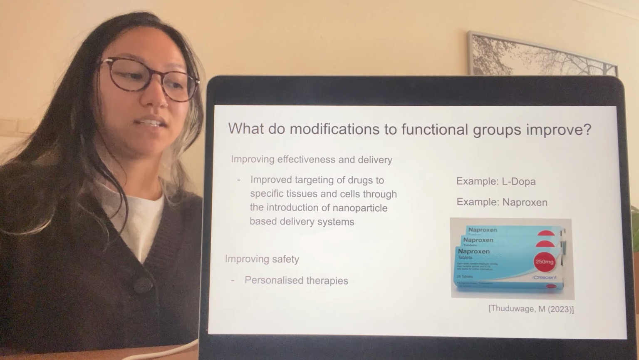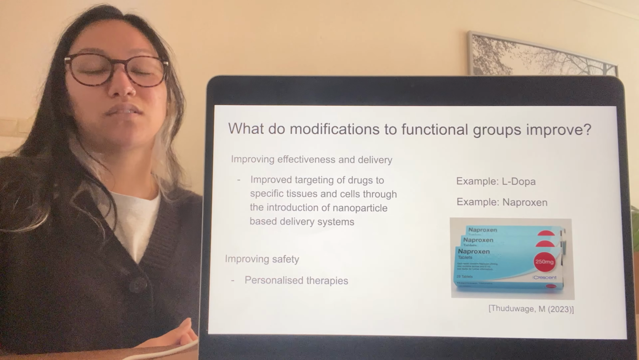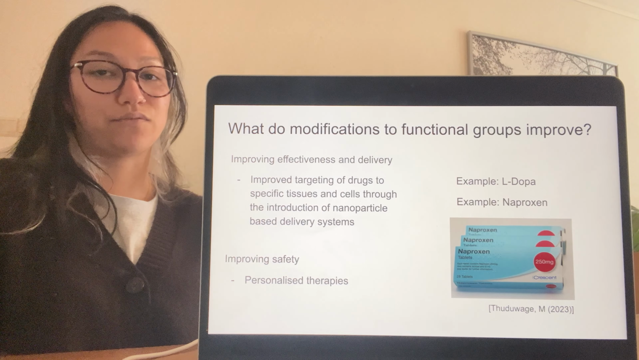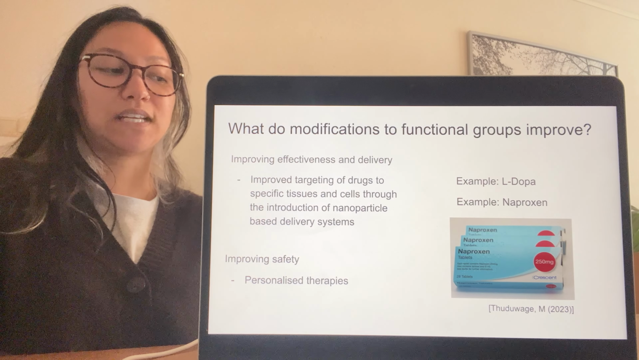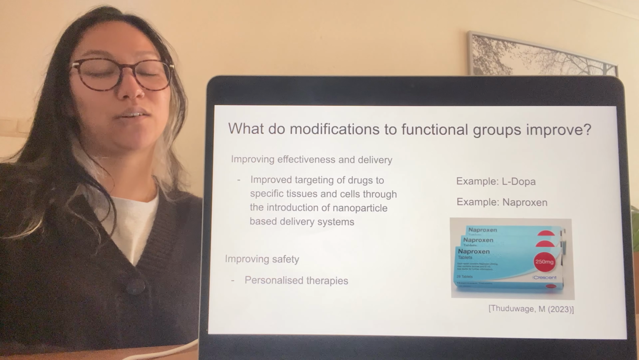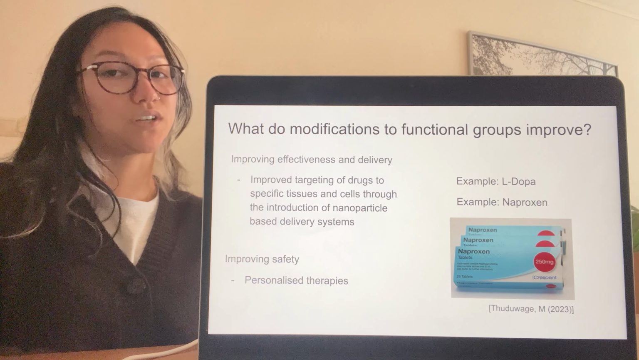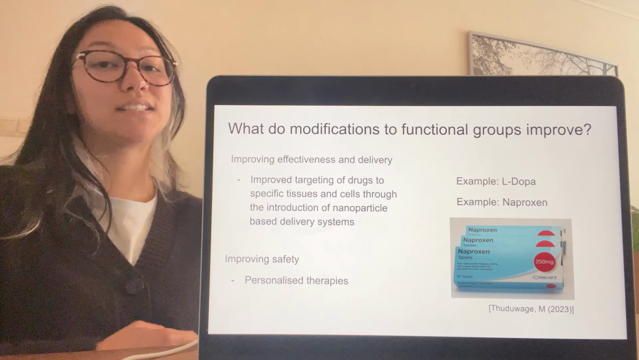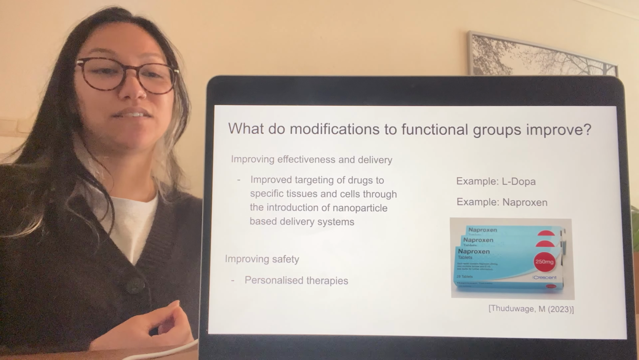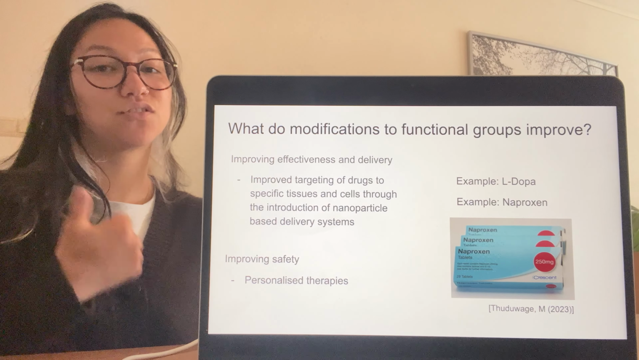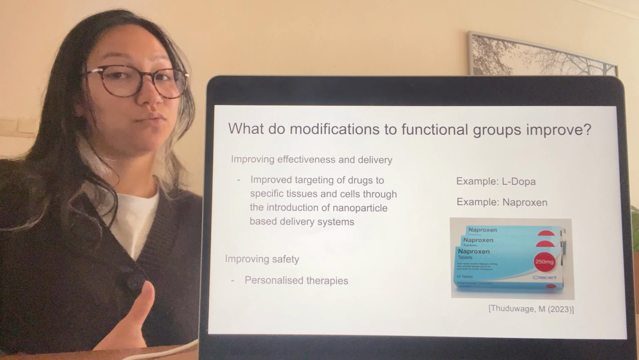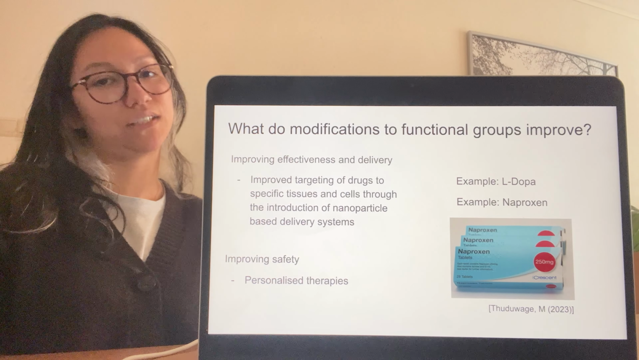And an example of this is the improved targeting of drugs towards specific tissues and cells through the introduction of nanoparticle-based delivery systems. And this improves accumulation of drugs at the disease site and therefore increases the therapeutic efficacy and reduces off-target effects as well. And secondly, personalized therapies ensure tailored delivery systems to individuals based on age, genetics, and the state in which the disease is in. And this also optimizes efficacy and safety too.